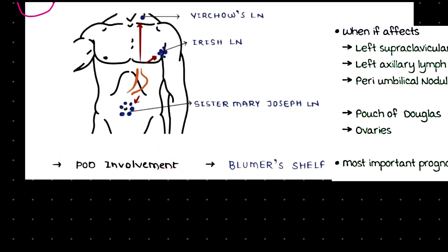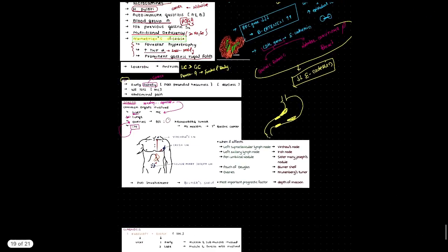As it is clinically examined during per-rectal, or in the case of female per-vaginal examination, right? During examination there would be what? Irregularity, right? And that irregularity is what we call Blumer's shelf. That is what we call Blumer's shelf. So okay, the same thing is mentioned right here.